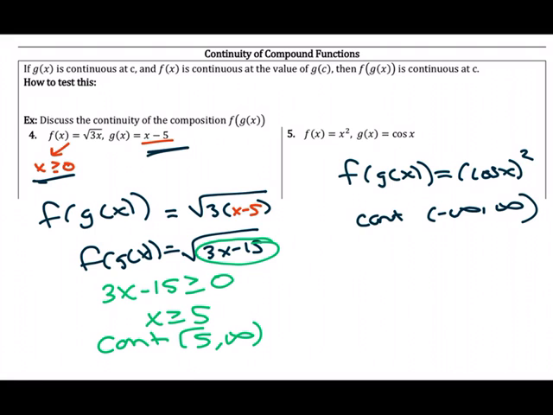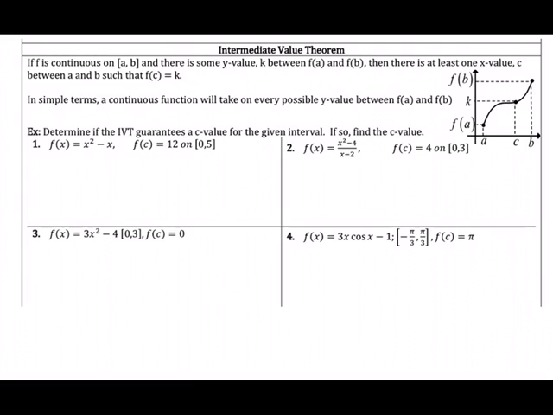We're going to wrap up this lesson by talking about the intermediate value theorem, also known as IVT. I'm going to read it to you and then I'm going to try and help you understand using this graph what it's saying. If f is continuous on the closed interval from a to b and there is some y value k between f of a and f of b, then there is at least one x value c between a and b such that f of c equals k.